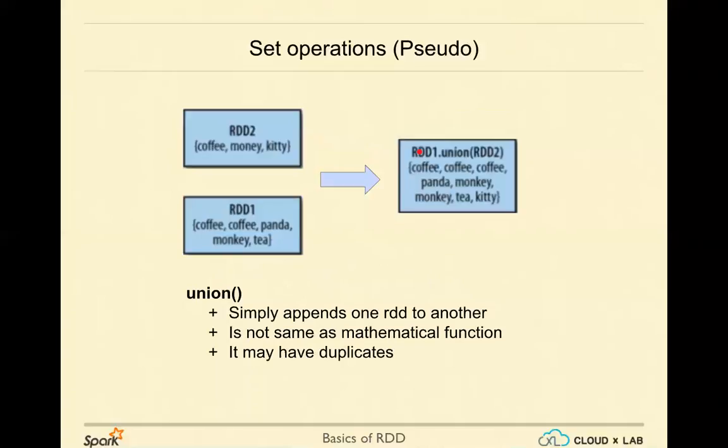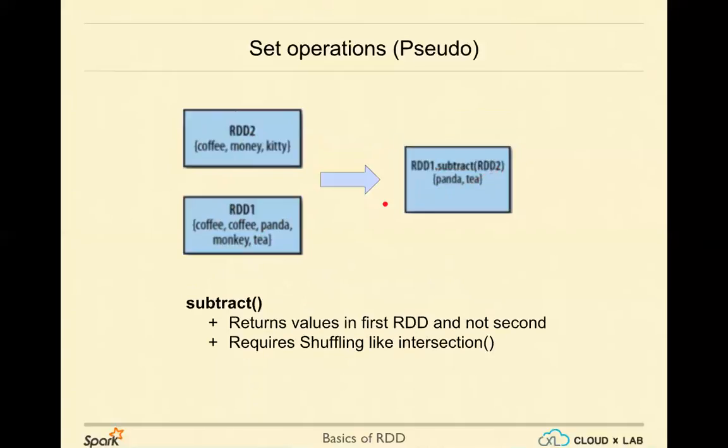And if you want to concatenate two RDDs, we can use union. If you want to subtract one from another, let's say from RDD1 we want to subtract RDD2. RDD1 has coffee, panda, monkey, tea, and we want to subtract coffee, monkey, kitty. From this, coffee will be gone, both of them. Monkey will not be gone because monkey is different from money. And kitty will be gone.